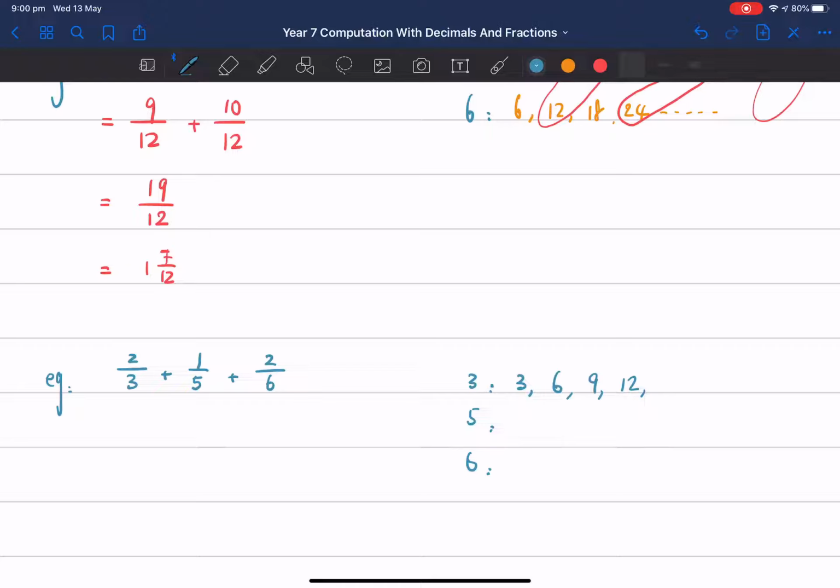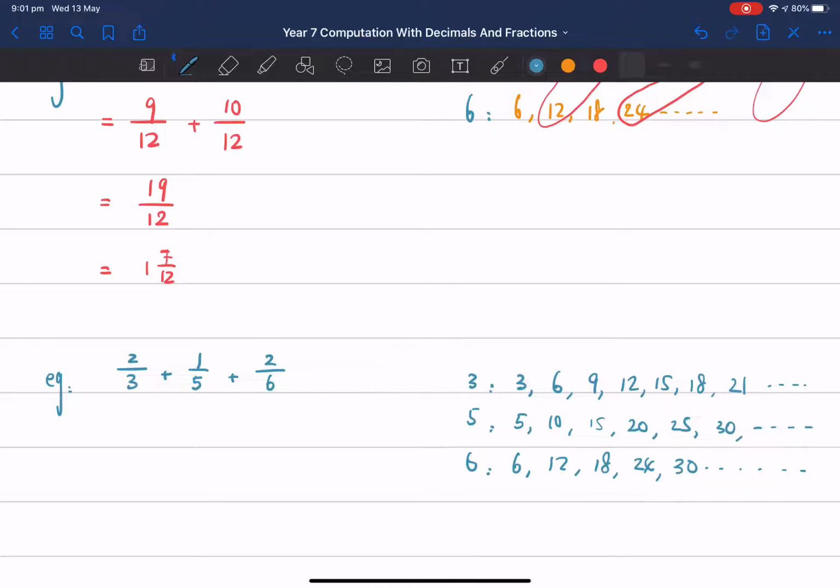Probably keep going a bit over. That's going to be 15, and 18, and 21, and it goes on, right? For 5, you will see that's going to be 5, and 10, and 15, and 20, 25, 30, and it goes on. For 6 it will be 6, 12, 18, 24, 30.